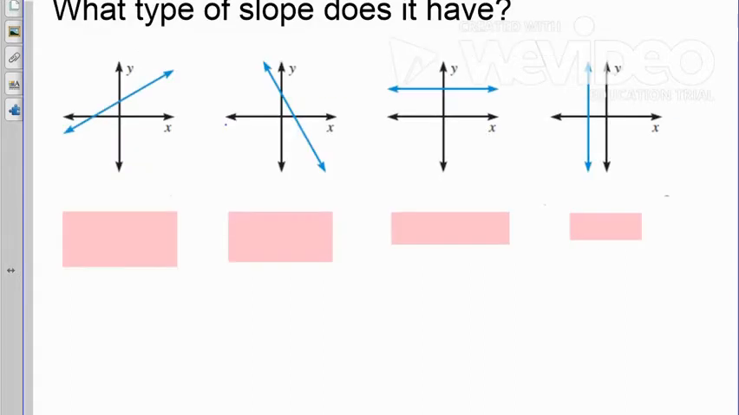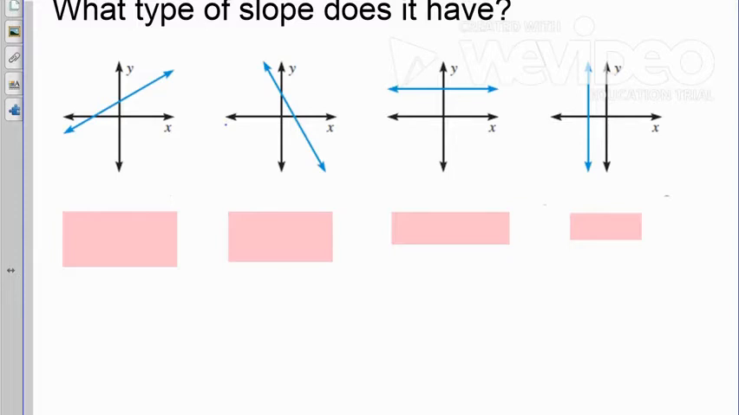Okay, so to start here, we're going to look at 4 different types of graphs of linear equations. On the first one, we have one that is going from left to right. It is appearing to increase. The second one is appearing to decrease from left to right. The third one would appear to be horizontal, and the fourth vertical. So if you were to answer these, what types of slopes does each line have?